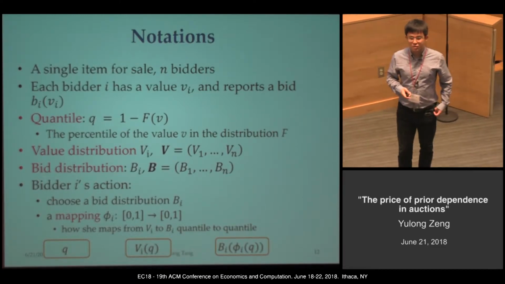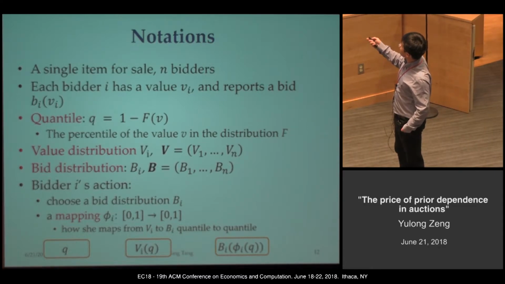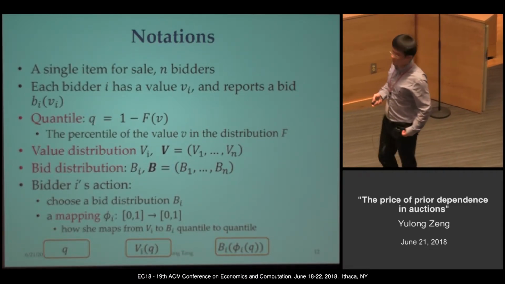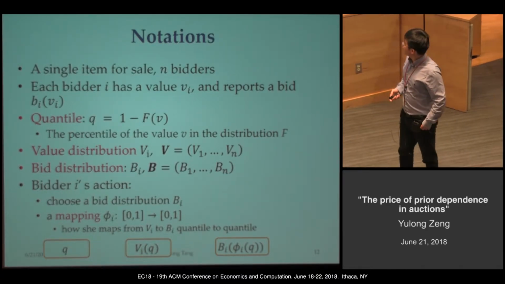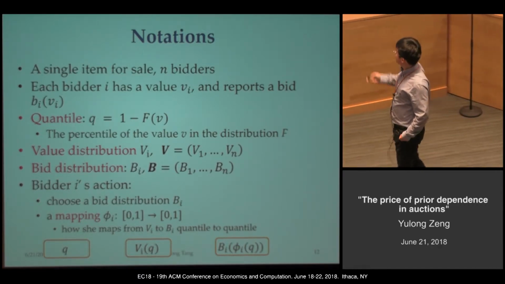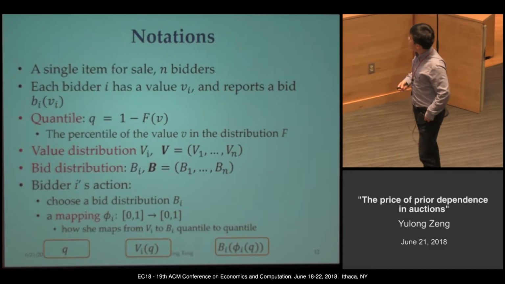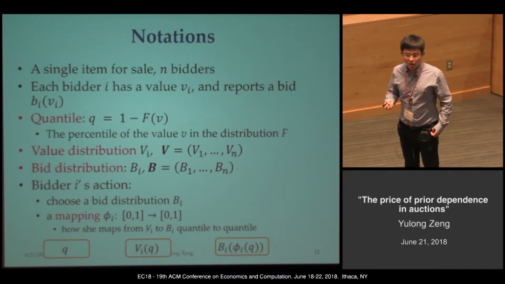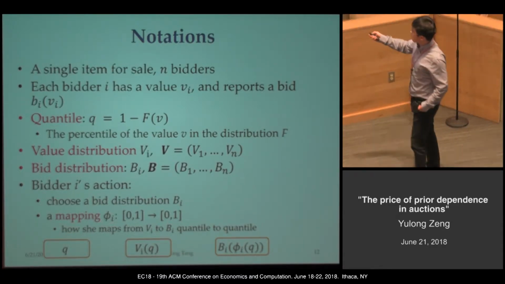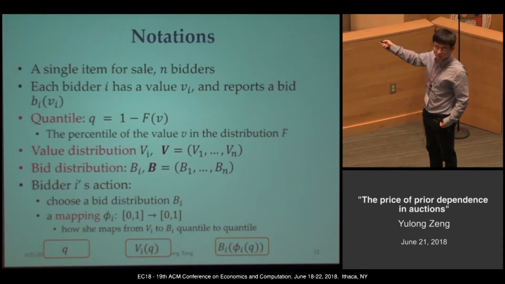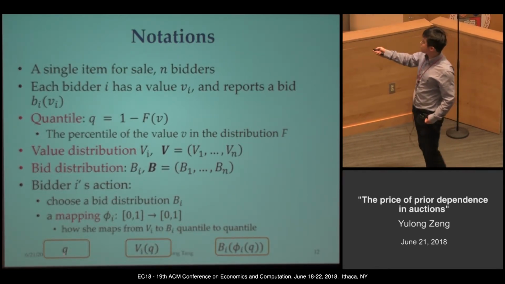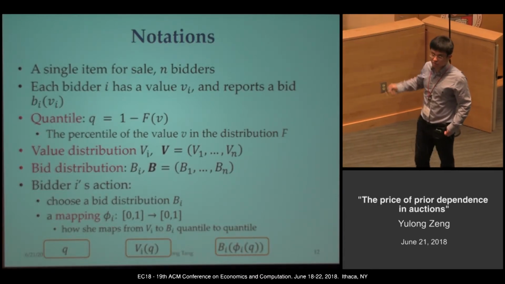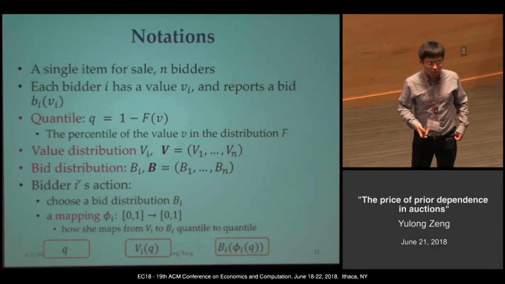So some notation before we get to the main results. We have a single item for sale, n bidders, and each bidder has a valuation v_i and bid b_i, and we use quantile. Quantile is the percentile of the value v in the distribution F. And we have a value distribution, which I call the true distribution, and we also have a bid distribution, which I call the fixed distribution. Okay? And the bid action is first to choose a bid distribution B_i, and the bidder will also tell explicitly how to map from this distribution to this distribution, from quantile to quantile. So for example, if you are in quantile q, your valuation is v_i(q), and you are going to bid b_i = phi_i(q). Phi is this mapping that tells you how to map from the original distribution to the fixed distribution, quantile to quantile. Okay?